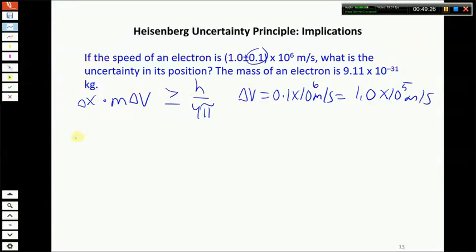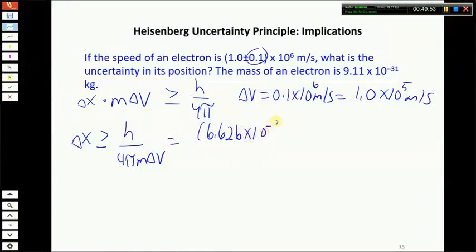And then if we solve for delta x, which is our uncertainty in position, that has to be greater than or equal to h over 4 pi times m delta v. So that's going to be rearranging this inequality to solve for the uncertainty in position delta x. And so we'll just plug in the numbers. Again, you're not going to do this on the homework, but I'm going to do it just to demonstrate real quick and see the number that comes out at the end, which is the important part.